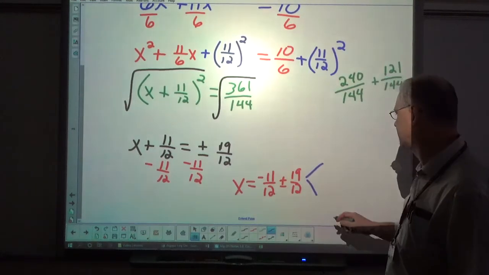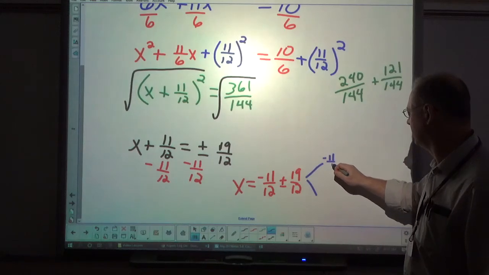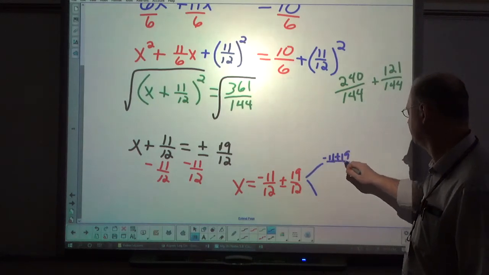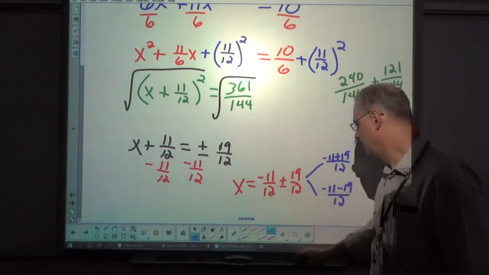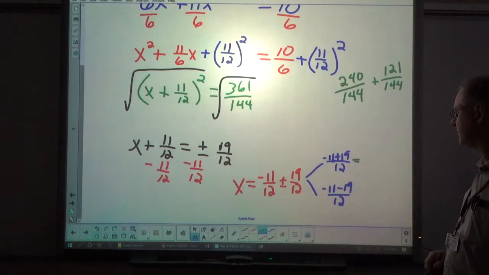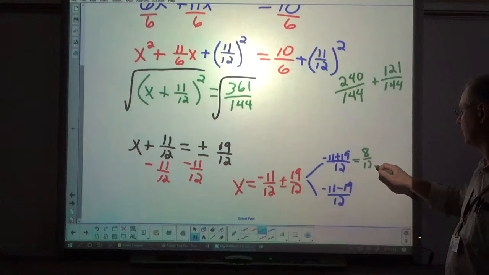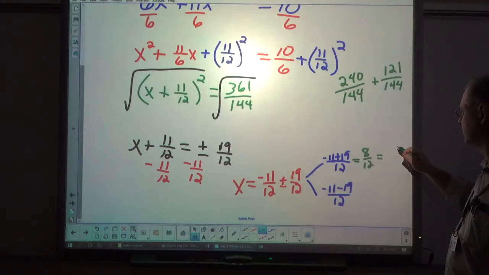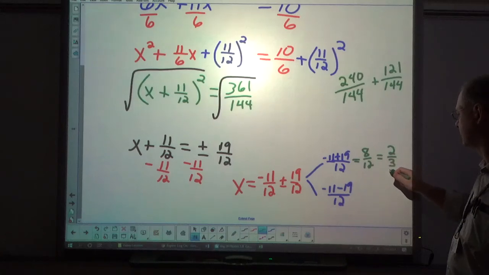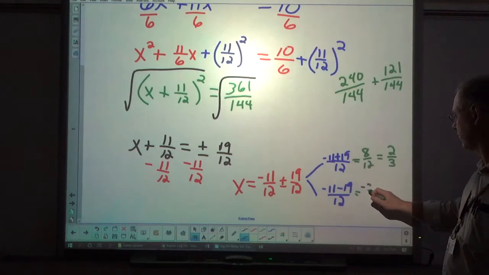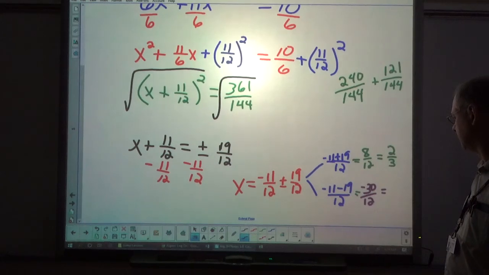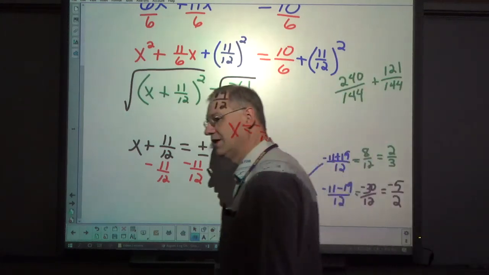Now I can write them separately. Negative 11 plus 19 over 12. Negative 11 minus 19 over 12. Let's see. 8 over 12, or 2/3. Here, it's going to be negative 30 over 12, and 6, so negative 5/2. Those are two answers.